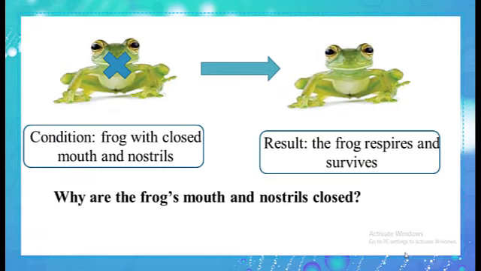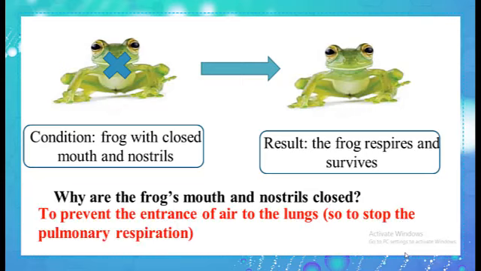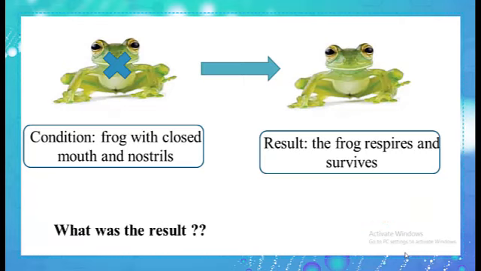Now, why are the frog's mouth and nostrils closed? Why do we close the frog's mouth and nostrils? Yes, to prevent the entrance of air to the lungs, so to stop the pulmonary respiration. Now, what was the result? The result was that the frog respires and survives.